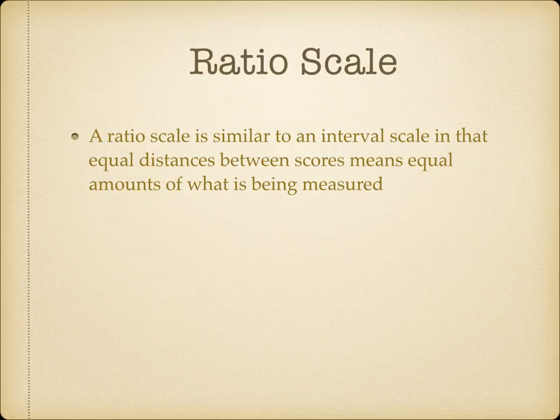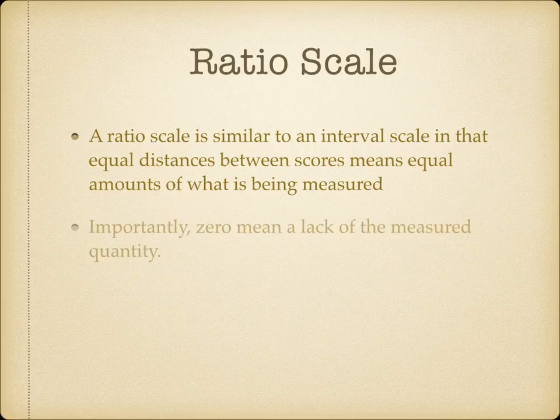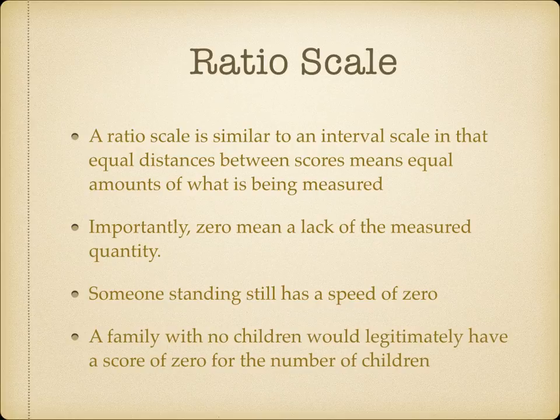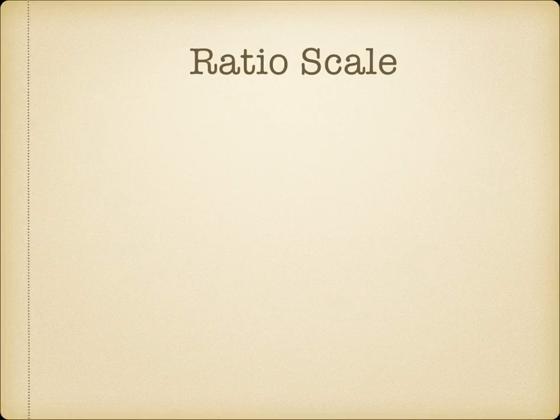That is to say, those distances mean the same amount of difference between the 2 points, even though they're along different areas of the scale. But zero does mean the lack of what you're measuring. None of it is there. You're out of it. So, someone standing still, obviously, they have a speed of zero. That's a meaningful ratio scale measure. A family with no children would legitimately have a score of zero for number of children.